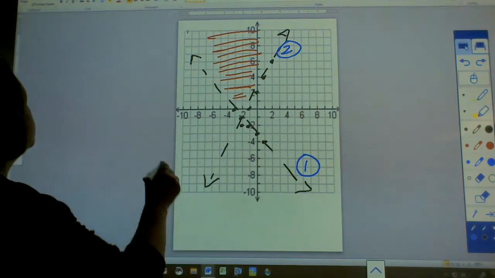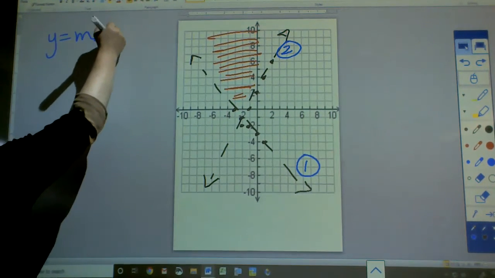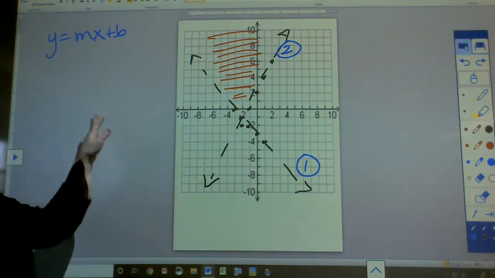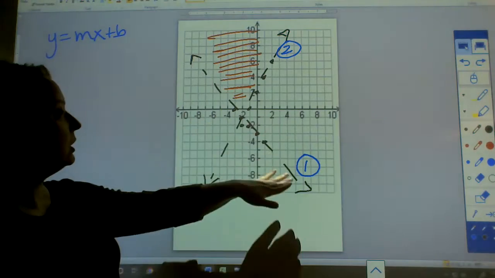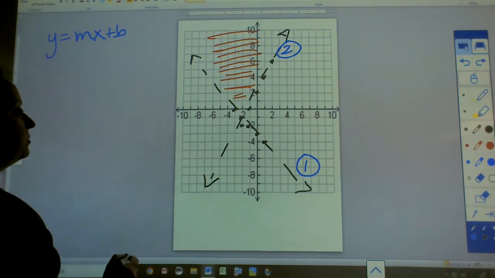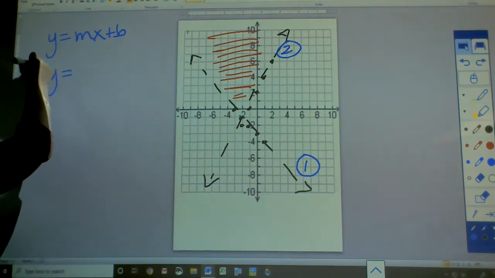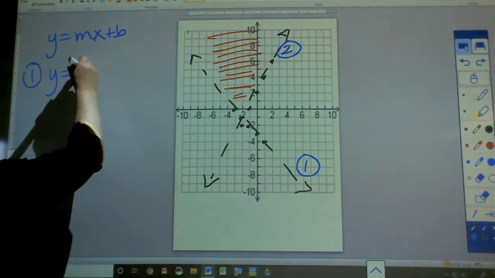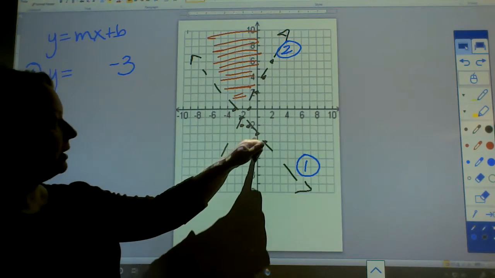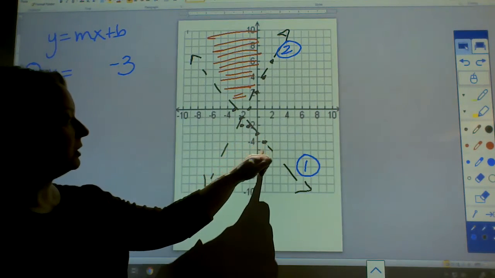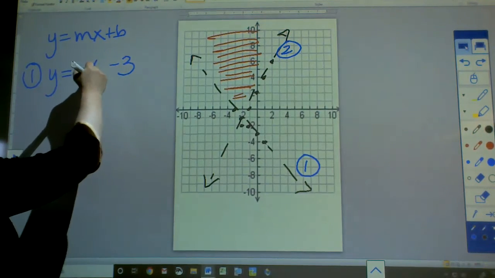Okay, so remember y equals mx plus b. The slope is m here. You got to find your intercept. So looking at line 1, my intercept is a -3. So y equals, so this is number 1. And I can leave a space. I'm going to put -3 here. And then if you look at it, it goes down 1 to the right 1, down 1 to the right 1. So that means your slope is a -x.